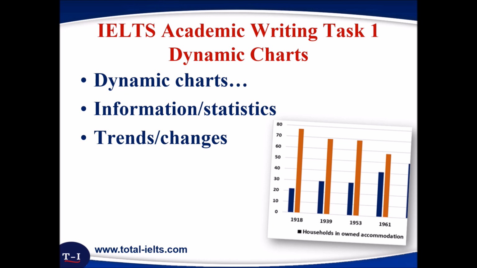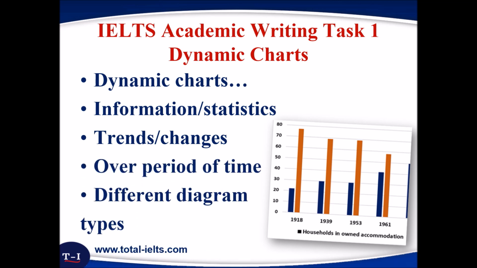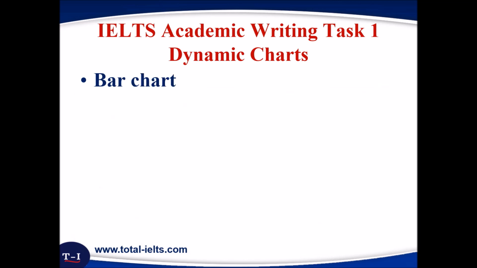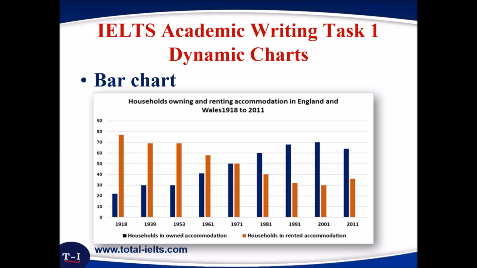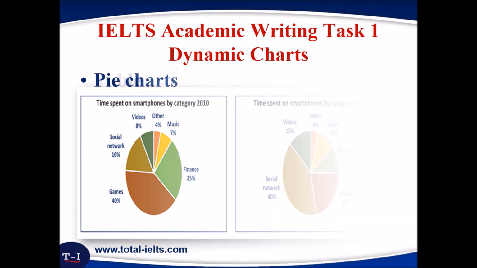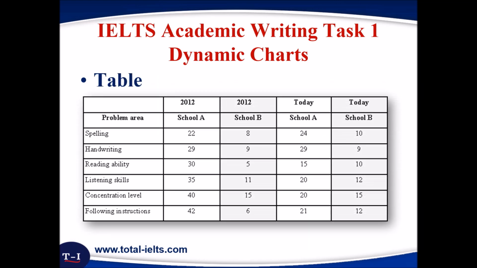So dynamic charts are diagrams which show data, information or statistics and depict trends or changes over a period of time. And these can be shown in different diagram types. Of course, we have the iconic line graph, which is most associated with Academic Writing Task 1. However, trends can also be depicted in bar charts, pie charts, and of course in a table.